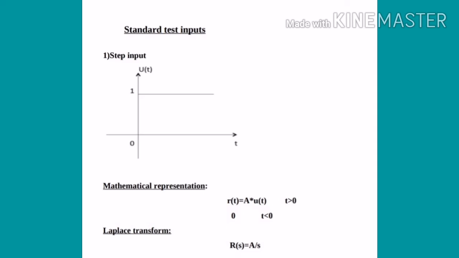Then next is Laplace transform. How is the Laplace transform found? A upon s. When we convert from time domain to frequency domain we require the Laplace operator, and it will do the conversion. That is, the amplitude in the time domain will be divided by small s. So in time domain, if it is represented by A into u of t, then it will be A upon s in Laplace domain.